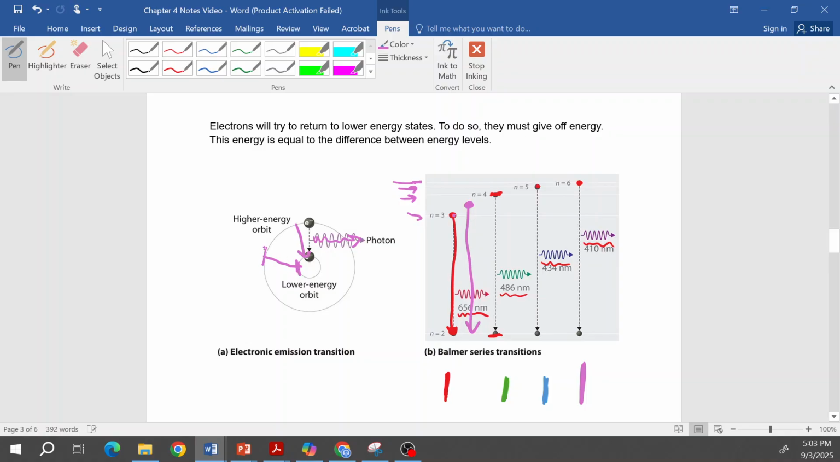So if this is level 1 and level 2, and it requires a certain amount of energy to kick an electron up here, it has to give off that same amount of energy to come back. And when it comes back down, it sends off that energy in the form of a photon. And depending on how far the electron had to fall, that energy might be different. If it has to fall further, from a really high energy level like 6 down to 2, it's going to give off a photon that has a lot of energy, and that high energy photon is usually going to be like a purple, because purple has higher energy than red.